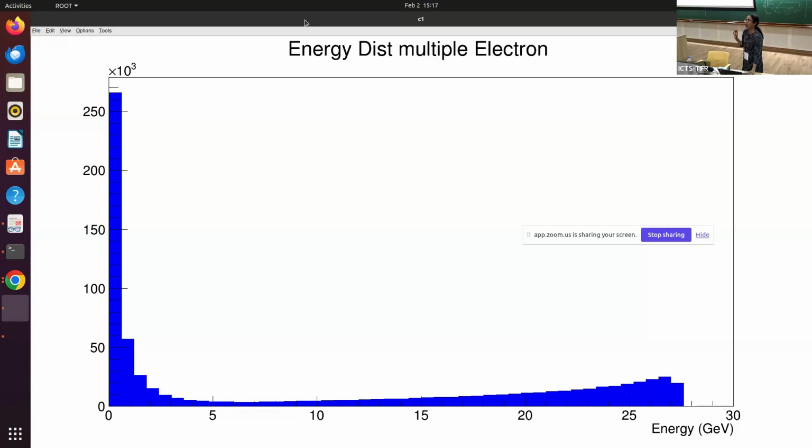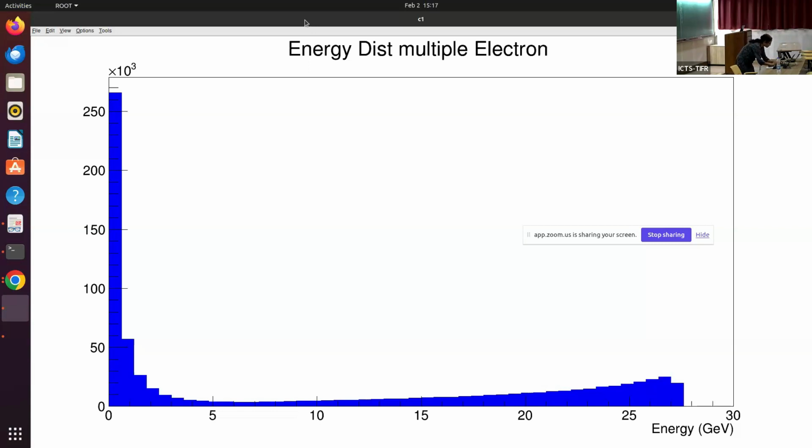Okay, so all these conditions, all the cuts, basically you want to reduce your background. But you have to optimize. You can't throw out all the backgrounds; at the same time, you also need maximum signal. So basically you have to optimize your signal to background ratio.